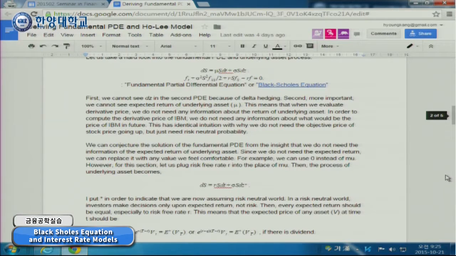This is what we learned last week. And then let's illustrate this equation with the Black-Scholes model.